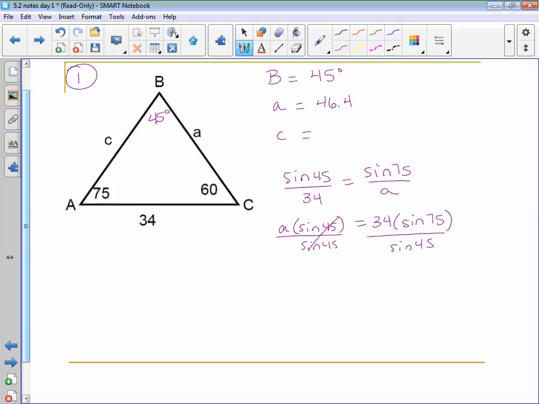All right, guys, are we okay with finding A? Okay, now we have to go back and find C. Guys, to find C, start over the same way. We're going to start with sine of 45 over 34 because I know both of those. I didn't round any part of that. So I'm going to do sine of 45 over 34 this time. What is it going to equal this time? Sine of 60 over C.